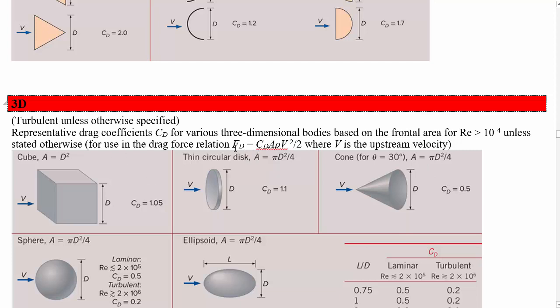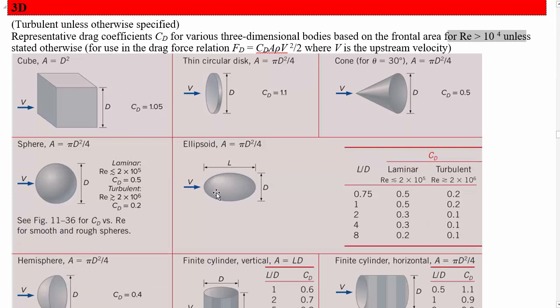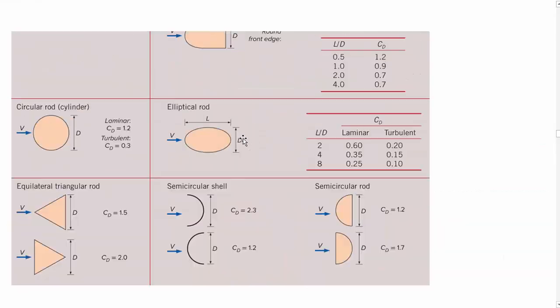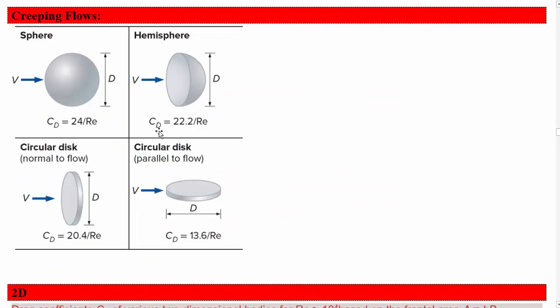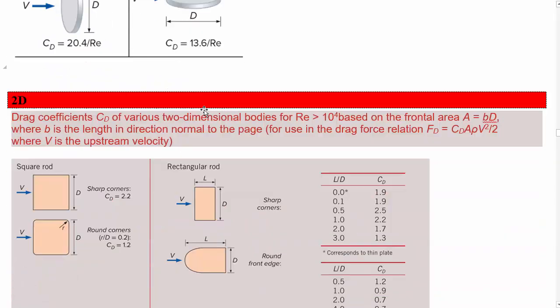So based on a frontal area, Cd A rho v squared over 2, where v is the upstream velocity, and are for, again, turbulence unless otherwise stated. So there's a few of these ones that also give you results for laminar flow, like the sphere. And even when it says laminar, it still isn't talking about Stokes flow. So those are the ones we had earlier for Reynolds numbers less than 1, creeping flow, Stokes flow.